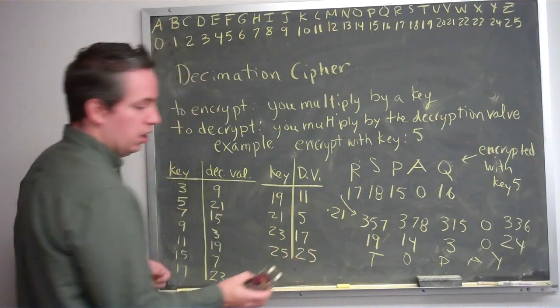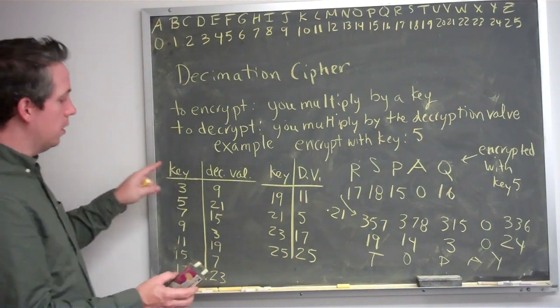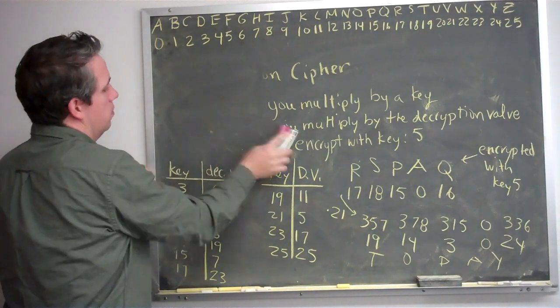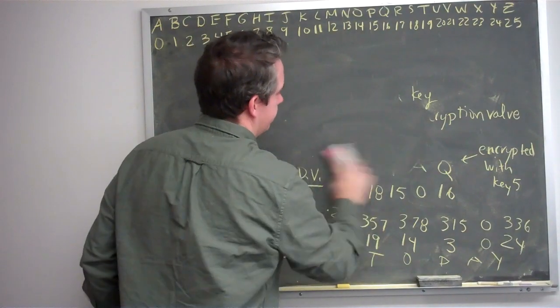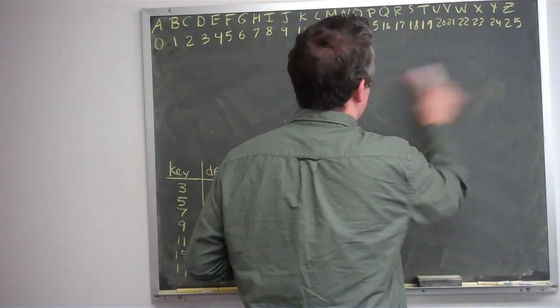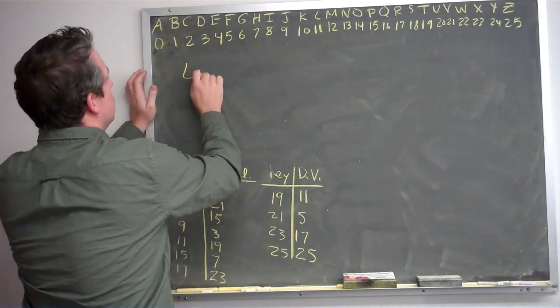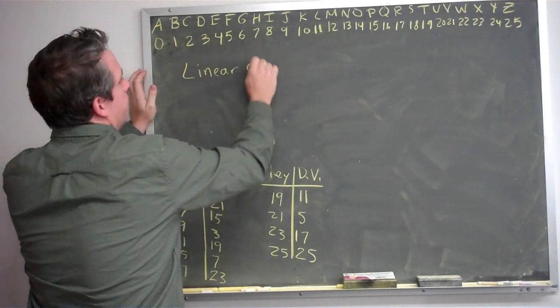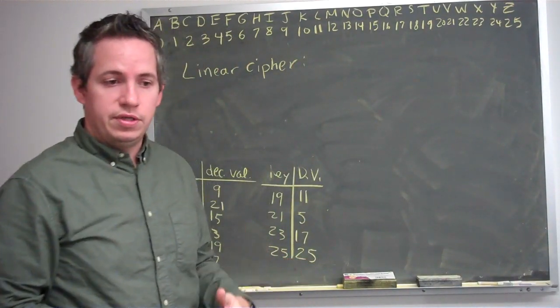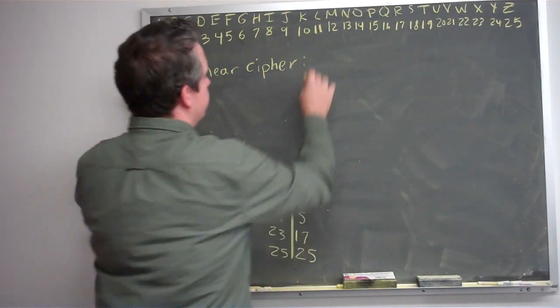The last cipher I want to talk about is called the linear cipher. And I'm going to leave the key and the decryption values up here because we need them. So let's get rid of the rest of it. So the linear cipher. The linear cipher is a combination of both the decimation cipher and the Caesar cipher.